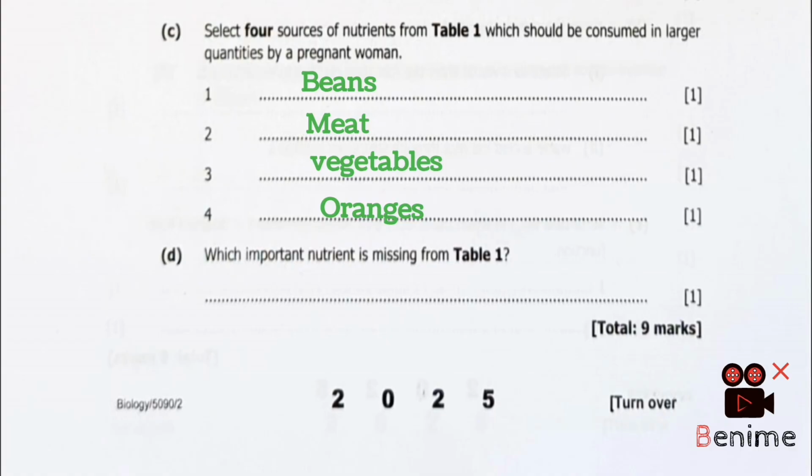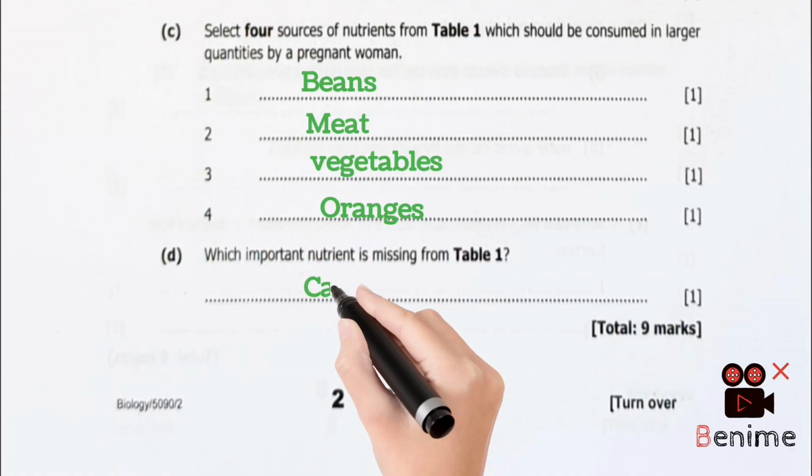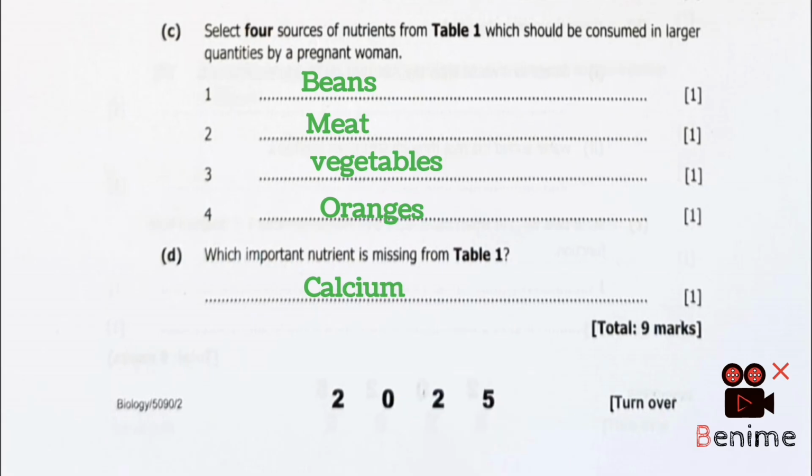So now D was saying: which important nutrient is missing from Table 1? You can say calcium. Calcium is needed for strong bones, for bone formation. So that's the other important nutrient that was missing from that table.